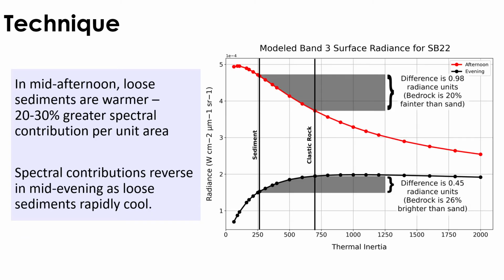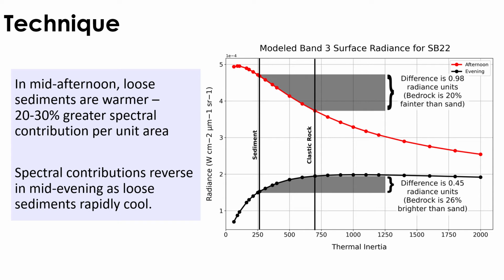This graph shows thermal modeling of the surface for two different THEMIS observations, one taken in the mid-afternoon, shown in red, and one taken in the early evening, shown in black. These thermal models take into account the location, time of day, season, and dust opacity at the time of each THEMIS observation. This model outputs the expected thermal radiances at THEMIS band 3 for a range of materials with varying thermal inertias. Here we're comparing the expected radiances for a 200 micron sand and a clastic rock similar to one measured in the Columbia Hills by the Spirit rover.